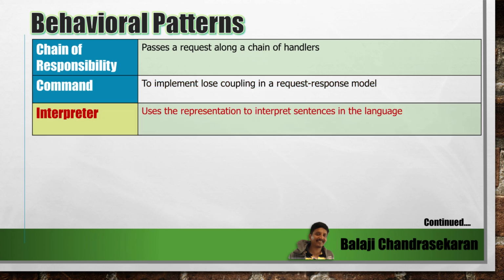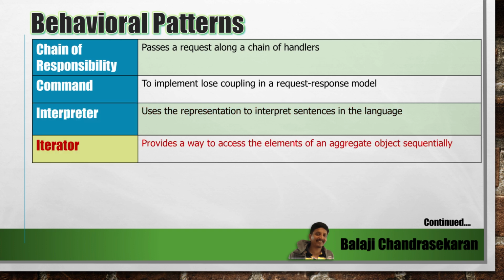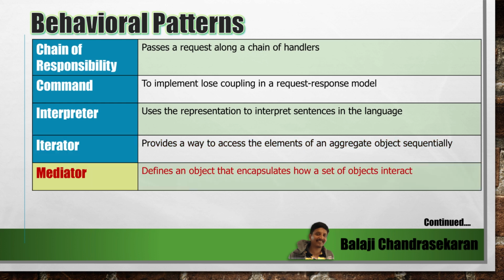Interpreter pattern, given a language, defines a representation for its grammar along with an interpreter that uses the representation to interpret sentences in the language. Iterator pattern provides a way to access the elements of an aggregate object sequentially without exposing its underlying representation. Mediator pattern defines an object that encapsulates how a set of objects interact, promoting loose coupling by keeping objects from referring to each other explicitly.